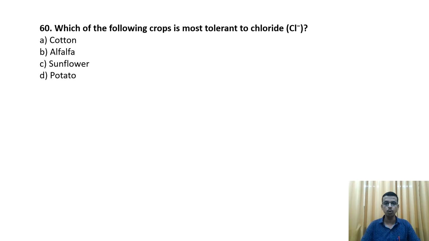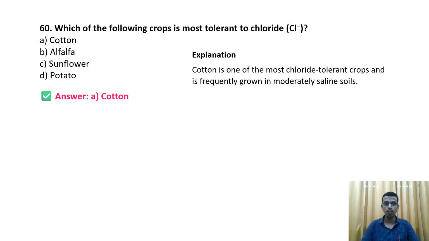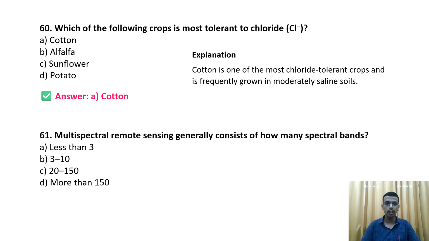Which of the following crops is most tolerant to chloride? The answer is cotton. Cotton can grow in salt affected soil, because in salt affected soil there are chloride and sulfate and all. So most tolerant to chloride is cotton crop. Okay. Then multispectral remote sensing, already I told, in multispectral remote sensing there will be 3 to 10 bands, and in hyperspectral remote sensing there will be more than 100 bands.